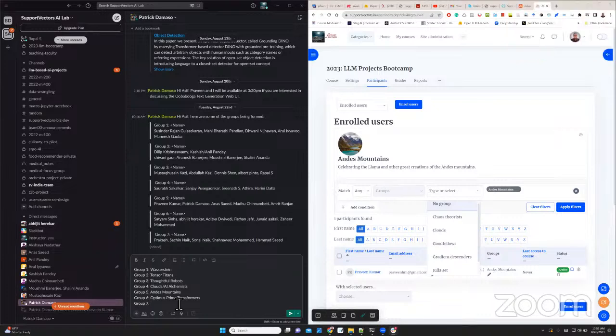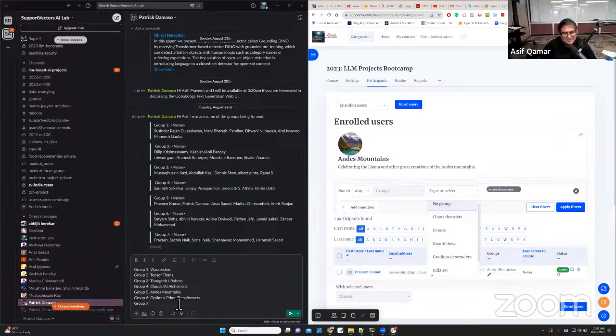Group 7: Prakash, Sachin, Sonal, Shahnawaz, Hamad. This team needs a name. Okay, this is group 1. Anybody here who can name this team? How about this? I'll call them the chaos theorists or gradient descenders. Gradient ascenders. Gradient descenders.